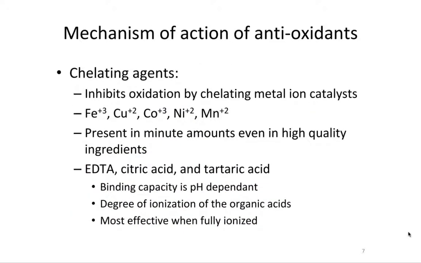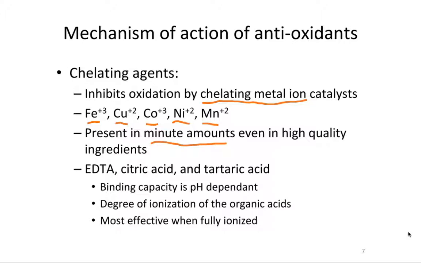So we'll now start off with different types of antioxidants and how and where they act to prevent the oxidation process in dosage forms. We'll start with chelating agents. These are agents that inhibit oxidation by chelating metal ions that act as catalysts during the oxidation process. And the metal ions that we're talking about here include Fe3 plus, Cu2 plus, cobalt 3 plus, nickel 2 plus, and manganese 2 plus.